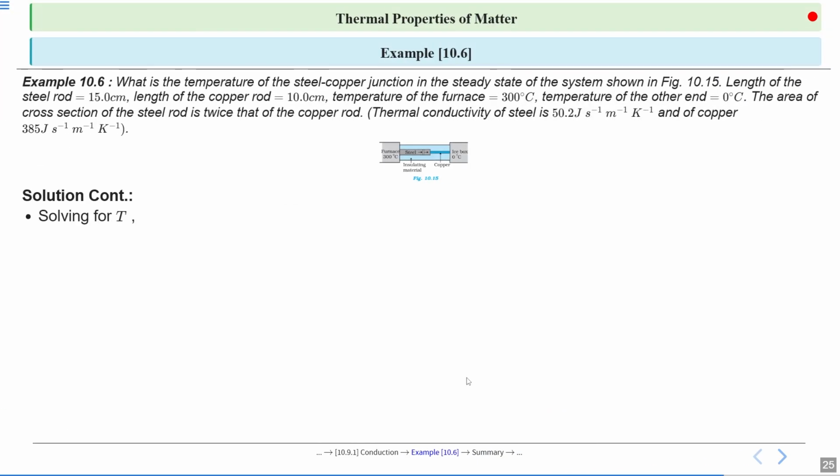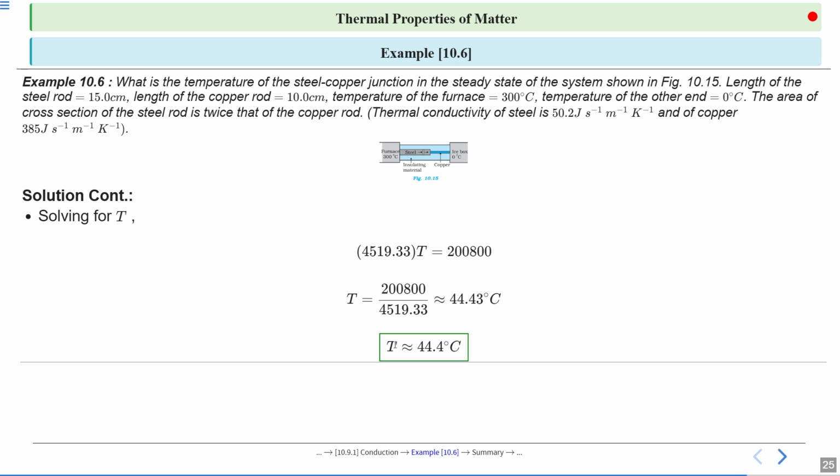So 4519.33 into T is equal to 200800. So T is equal to 200800 divided by 4519.33. When we solve this, you will get 44.43 degrees Celsius. It means the temperature of the steel-copper junction in the steady state of the system is 44.4 degrees Celsius. So T is equal to 44.4 degrees Celsius.